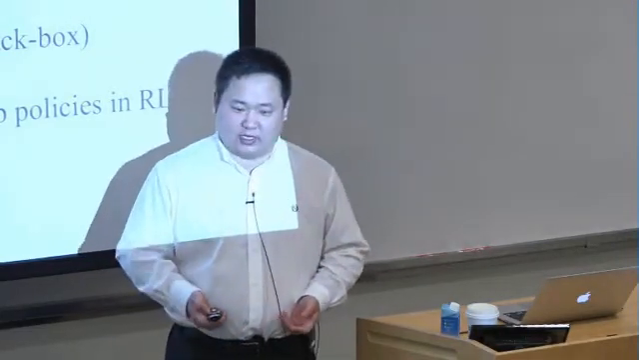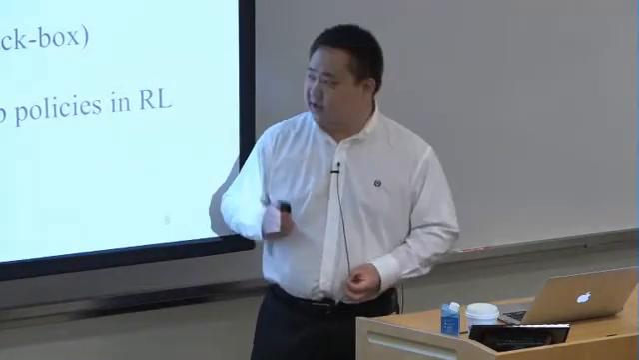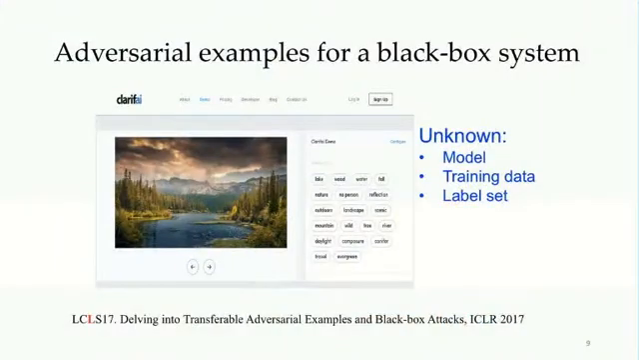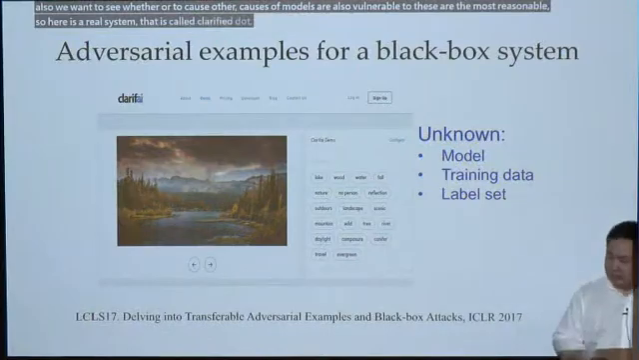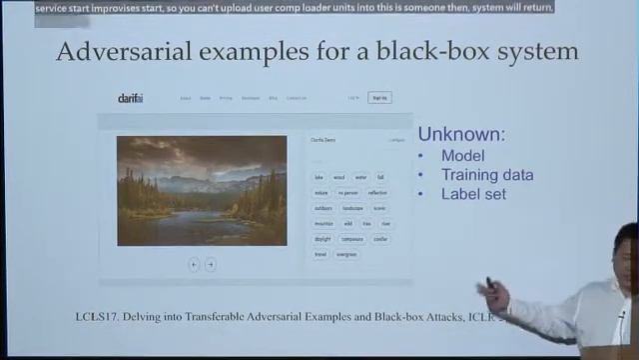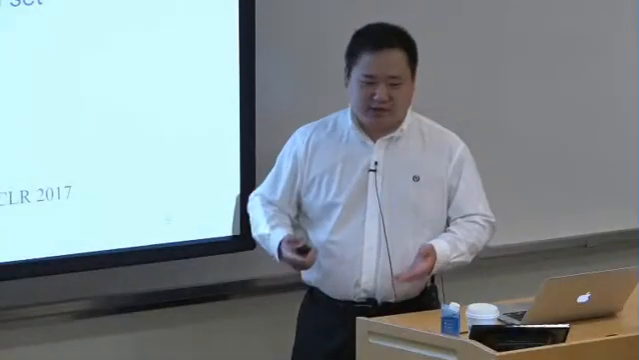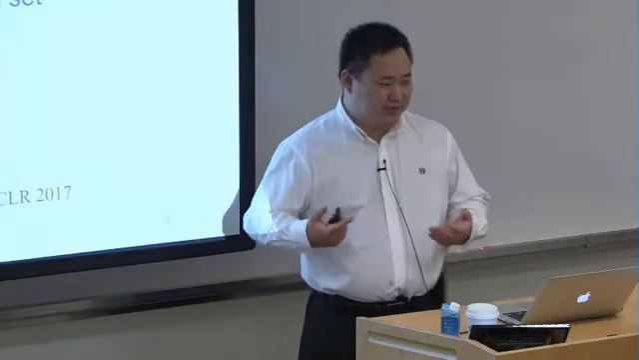Also, we want to see whether other classes of models are also vulnerable to these adversary examples. So here is a real system that is called clarify.com. This is a startup in Bay Area. And then the main service that it provides is that user can upload the image into the system, and then the system will return a couple of labels that they believe this image contains. And then for this system, we are not collaborating with their company, but we just use their system to see whether we can attack that.